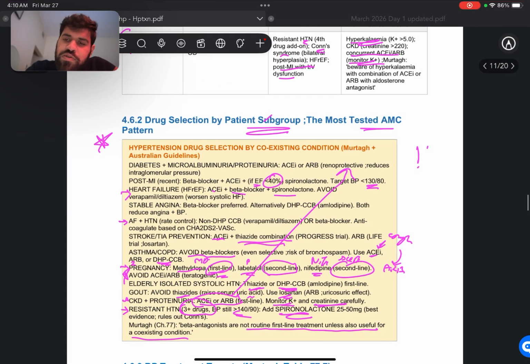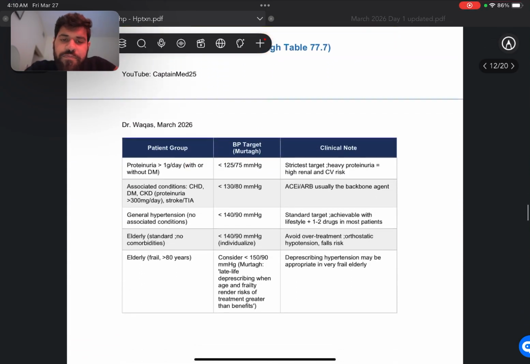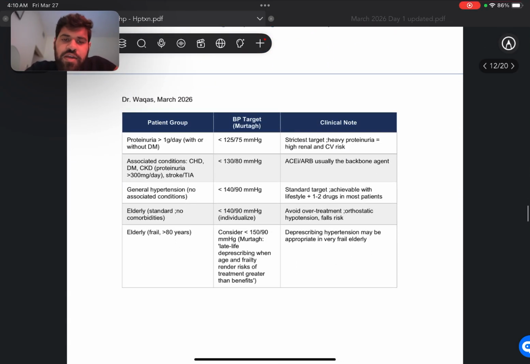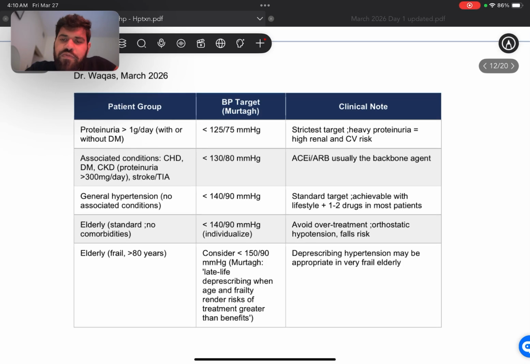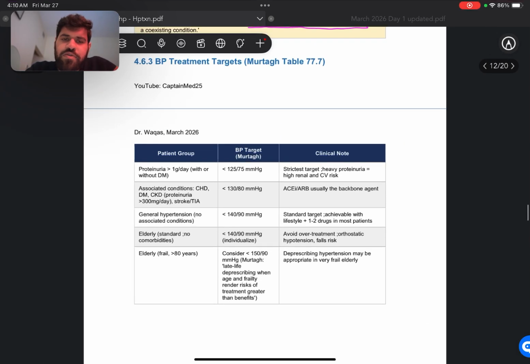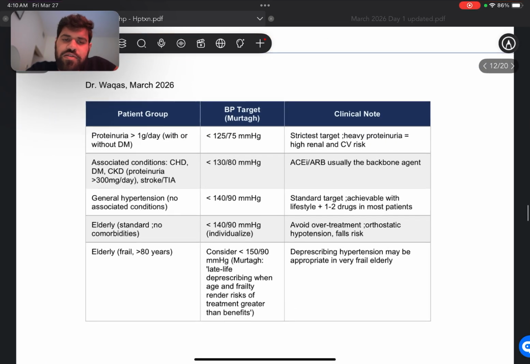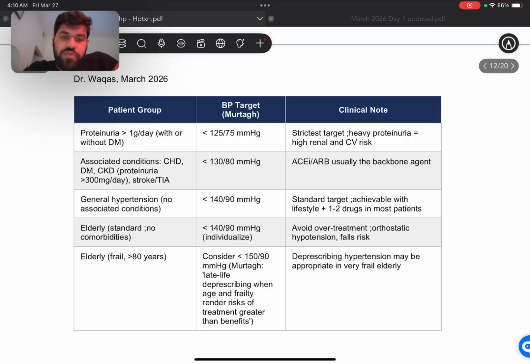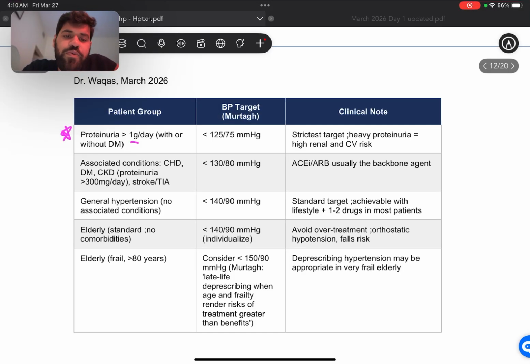So this is one of the most important tables in this chapter, one of the most important boxes. Now again, moving on to the different patient groups and the treatment targets. For proteinuria, if it's more than 1 gram per day with or without diabetes mellitus, we have to get our BP less than 125 by 75.